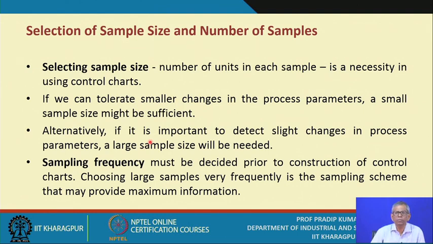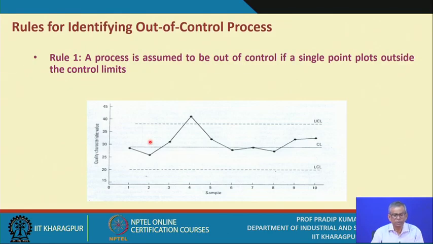But just keep in mind at this stage that there is, as such, no formula which you may use for determining the number of samples. It is based on what kind of processes you are dealing with. You must have an idea about the amount of variability in the process, and accordingly you decide.